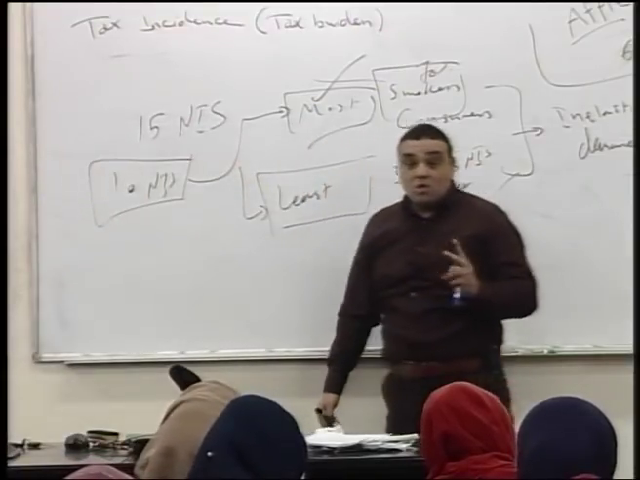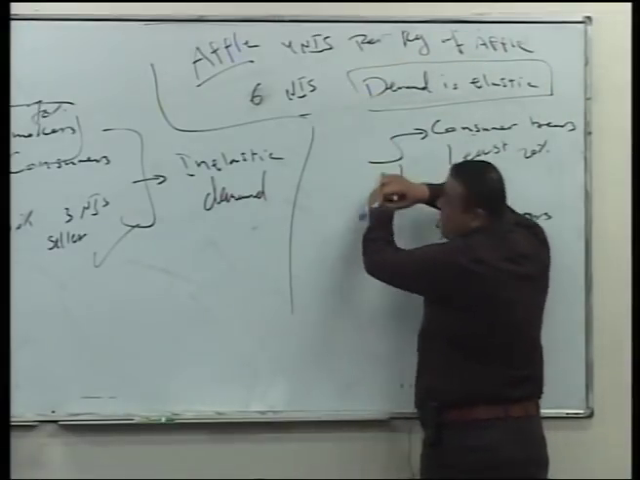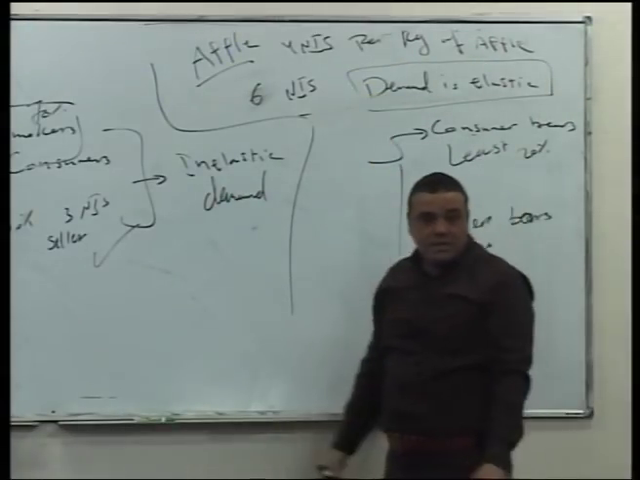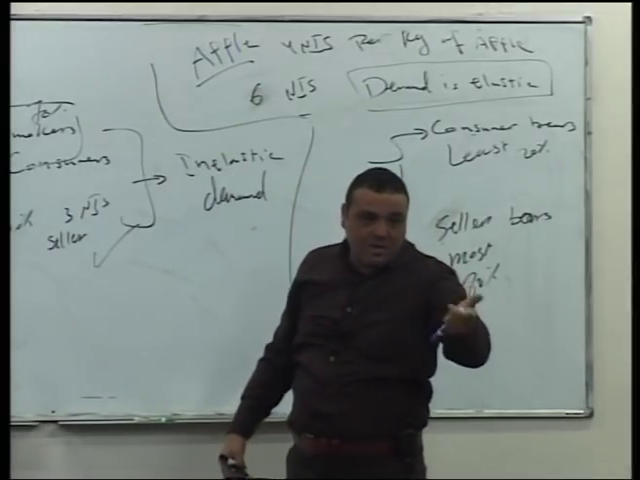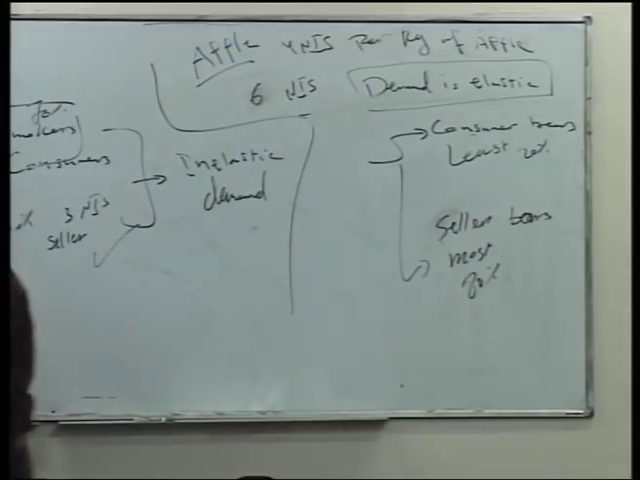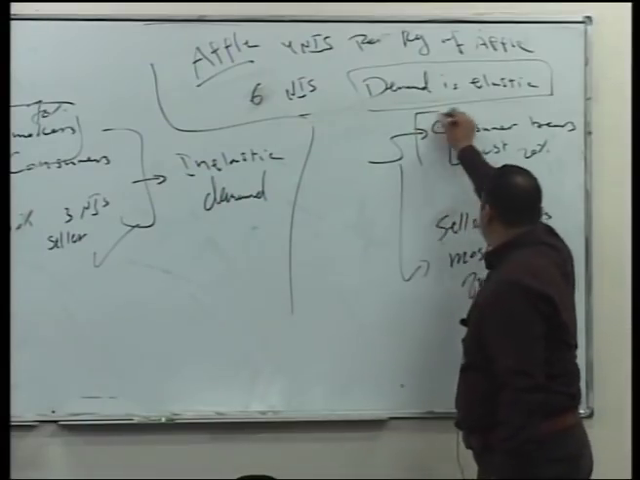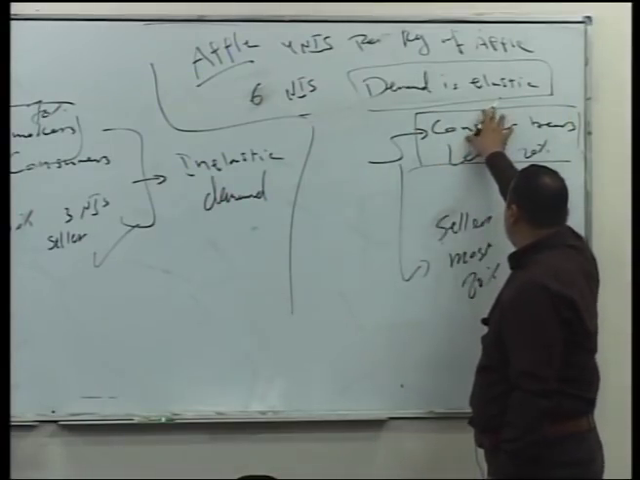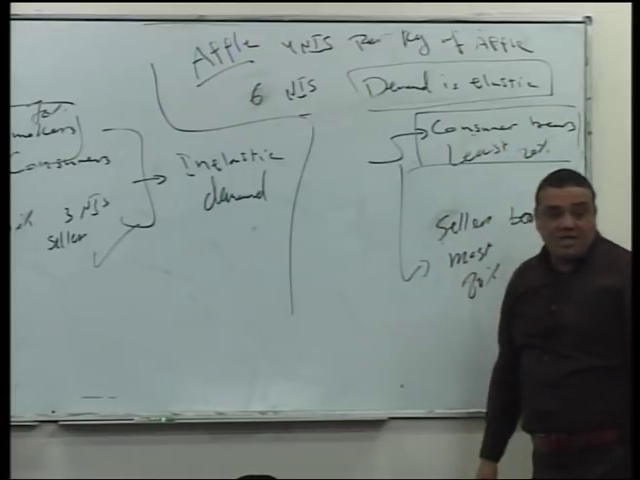So if demand is elastic, like the demand for apple, like the demand for orange, the product is not necessary for the consumer. It's easy to give up. The percentage change in quantity demanded is greater than the percentage change in price. And in this case, the consumer bears the least of the tax burden.